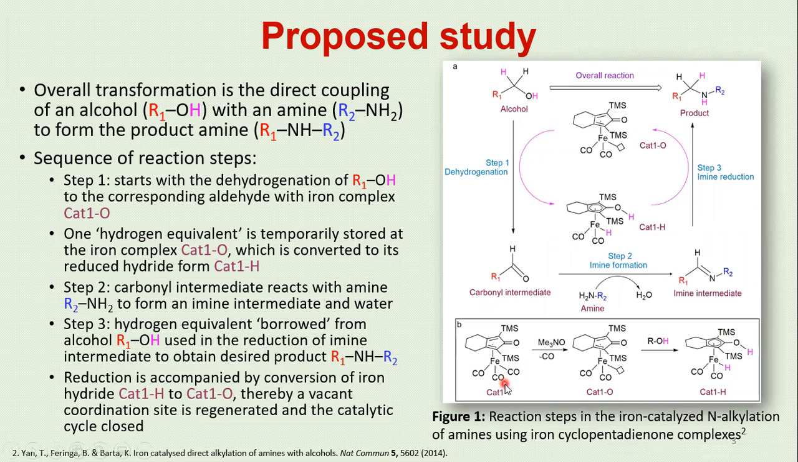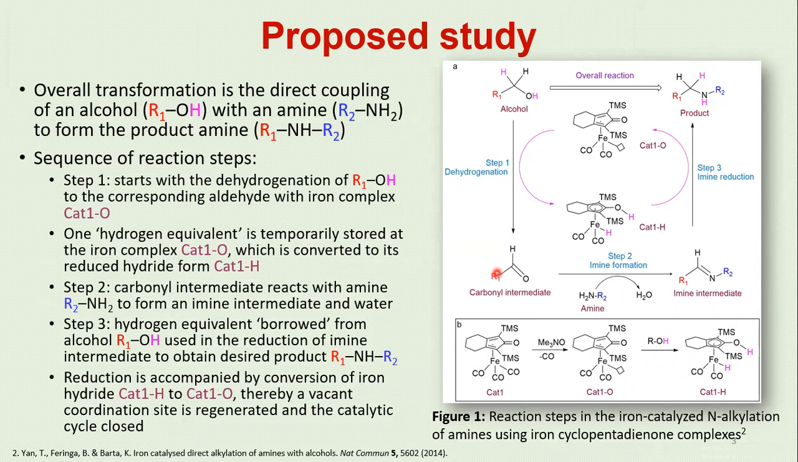Iron catalyst 1 is first activated in situ using trimethylamine N-oxide so that one of the carbon monoxide ligands is removed to give iron catalyst 1 oxygen, which has a vacant site. So in the dehydrogenation step, 1 hydride from the alcohol goes to the vacant site on the iron complex catalyst 1 oxygen, and the proton from the alcohol group goes to the enone group, giving the iron catalyst 1 hydrogen. The product of step 1 is the carbonyl intermediate.